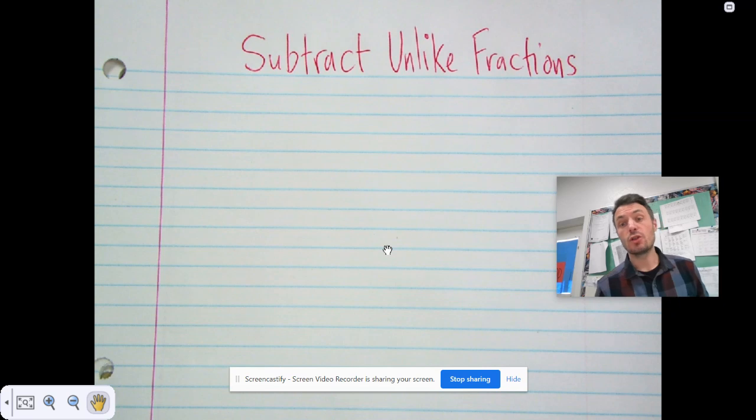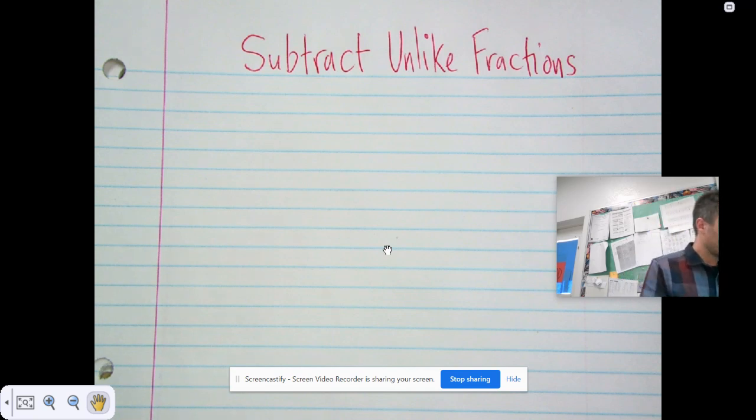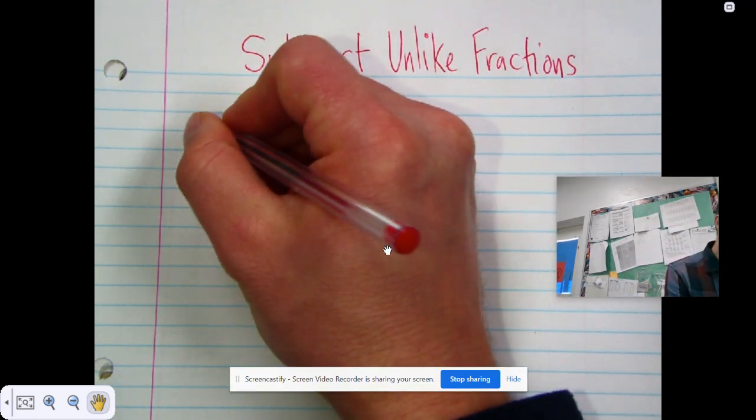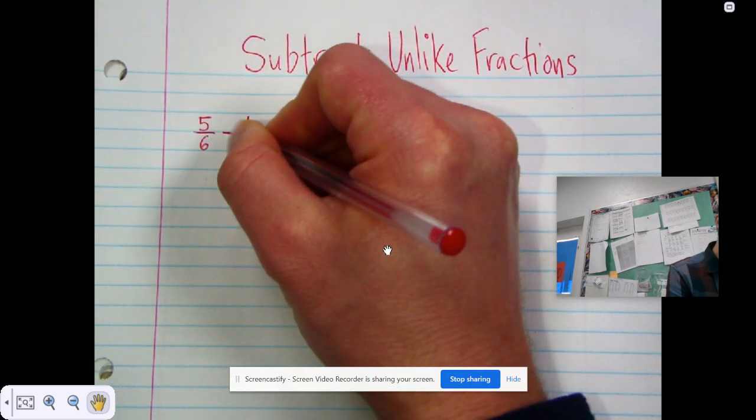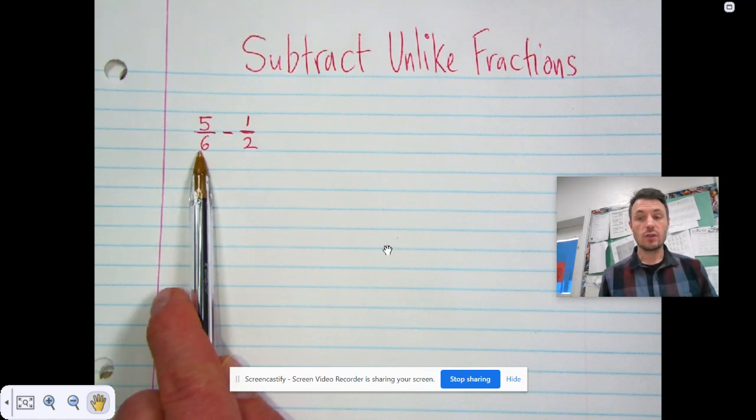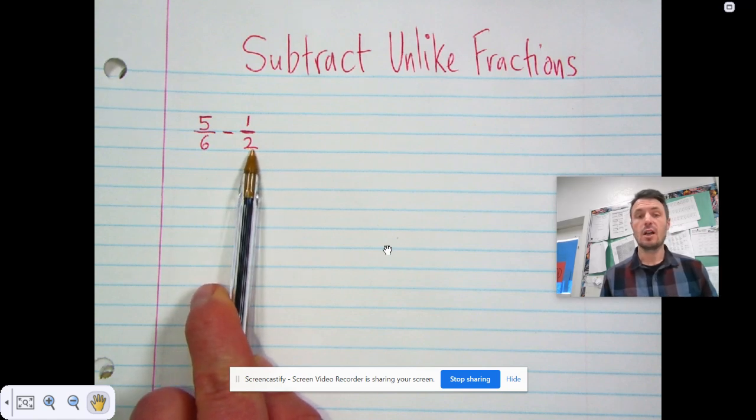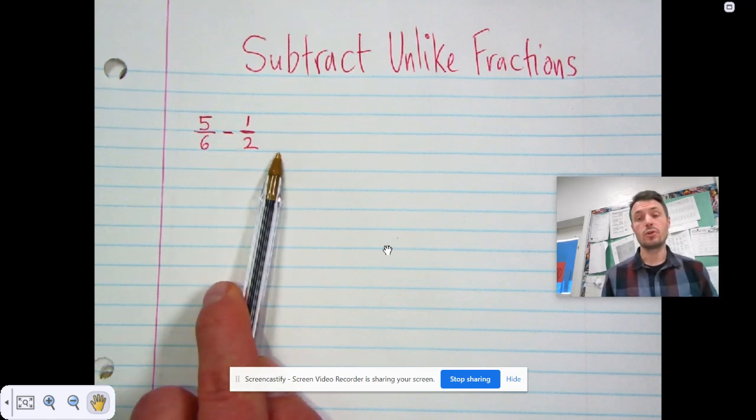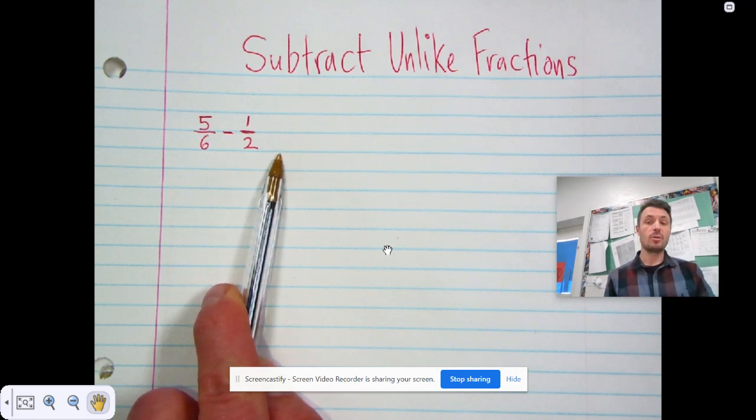Like fractions are fractions that do have the same denominator. So subtracting unlike fractions is, let's say you're in a situation like this where you have 5/6 minus 1/2. Notice this fraction, 5/6, has a denominator of 6. This fraction, 1/2, has a denominator of 2. Those are different numbers. So these are unlike fractions because they have different denominators.